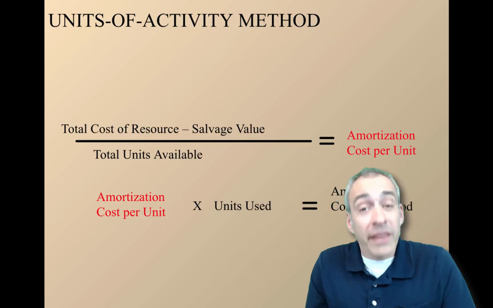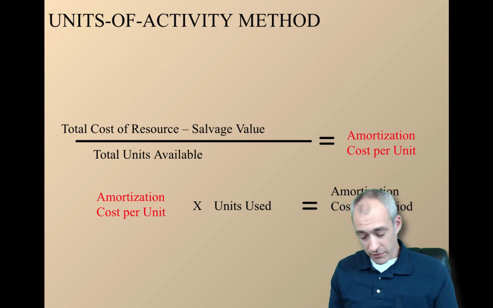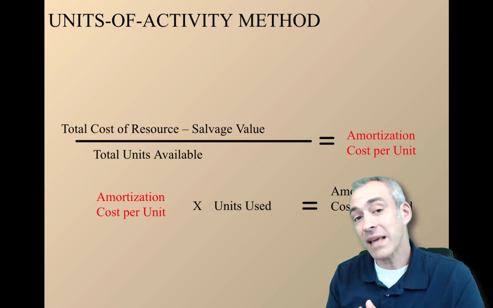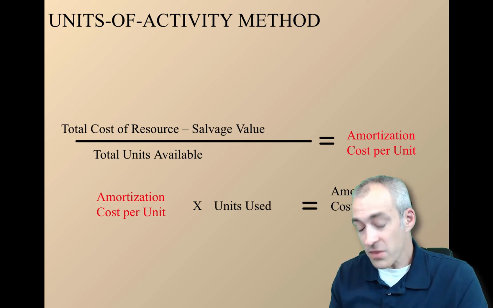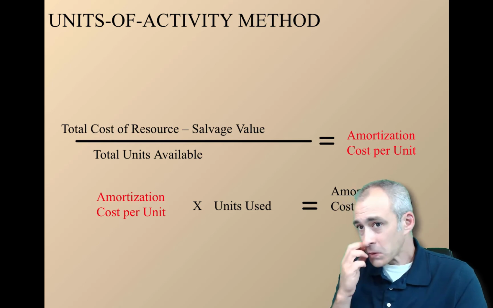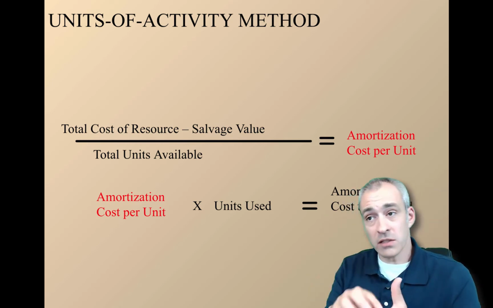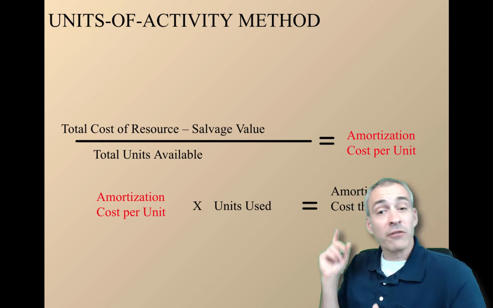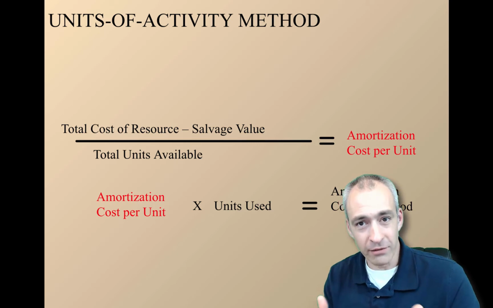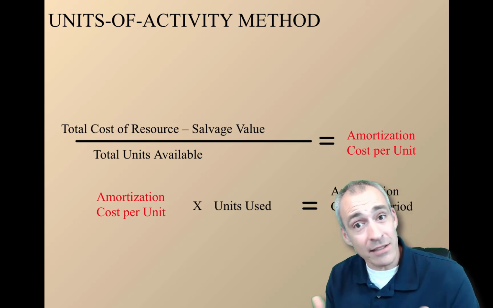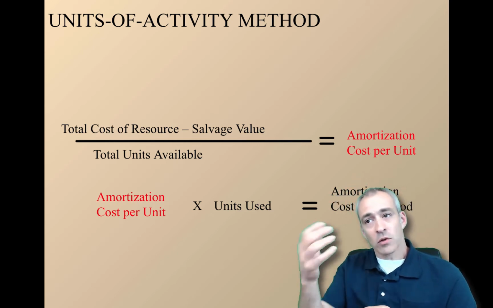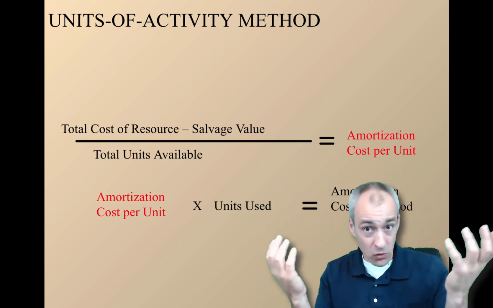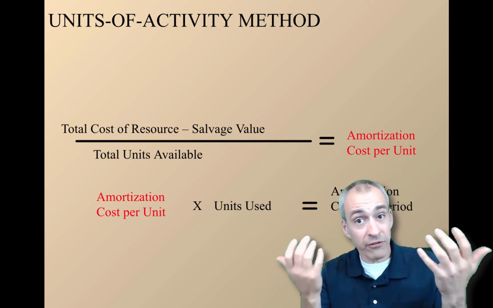So this is new. Units of activity. There are 2 steps. The first is to figure out the amortization cost per unit. And the next step is then to apply it. So up here you see total cost of the resource minus salvage value over the total units available. That first equation should look a lot like the straight line calculation because it is the same. You take the cost, you remove salvage if there is any, and that's the value to be amortized over the useful life. In this case, it's units of life.